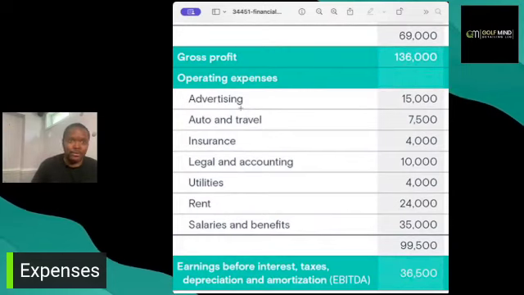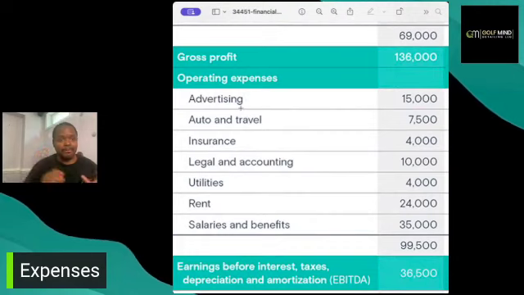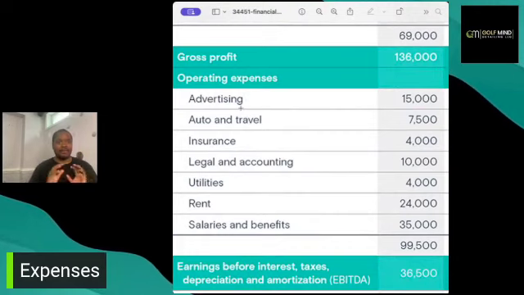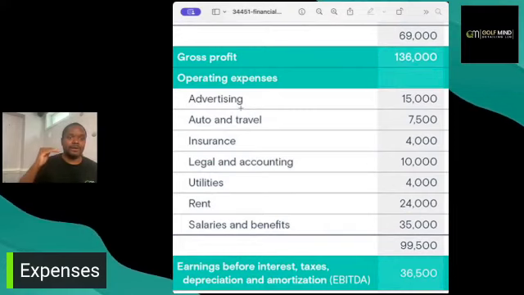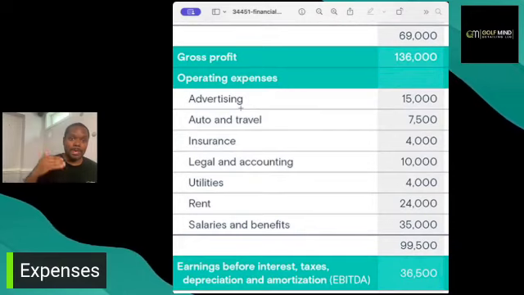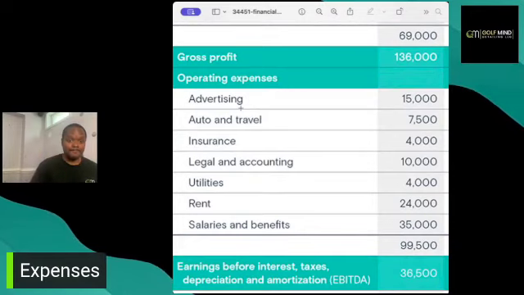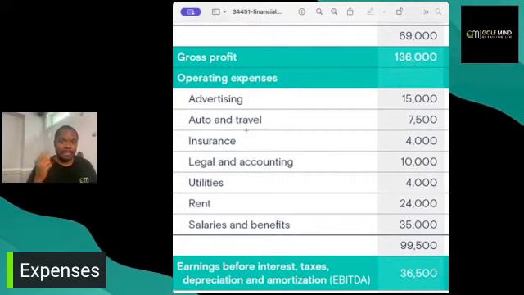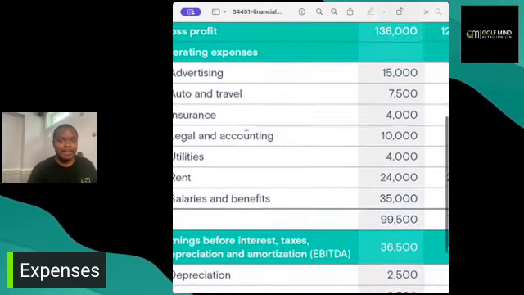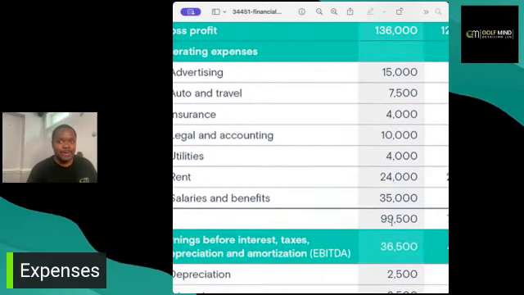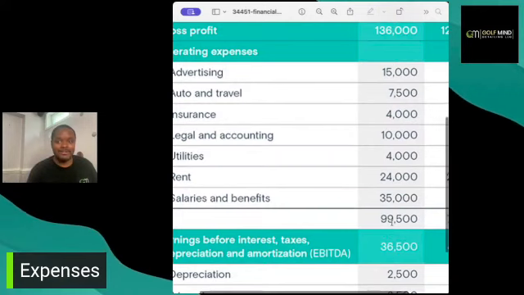And you remember what I said before? It ain't never coming back. It's gone for good. I can't use that money, I can't invest it in anything, I can't do anything with it. I just use that to keep my business operating and functioning properly. And the more accountable and responsible I am at paying my bills, the better off I am. So with the advertising, auto and travel, insurance, legal and accounting, utilities, rent, and salaries, look how much this came up to. It came up to $99,500.